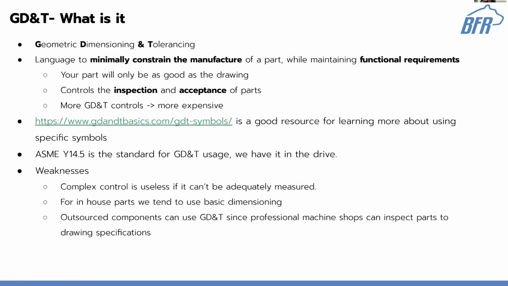It's basically its own language to minimally constrain how a part is manufactured, right? With the goal of maintaining functional requirements. And functional requirements, I'll use that word a lot. But the whole idea is if I say your part has to do this, like the wheel has to roll, right? My functional requirement is once I finish this wheel and this tire, it needs to be able to roll. If I build you a square, it might not meet those functional requirements, right?